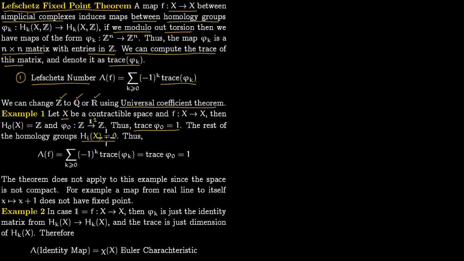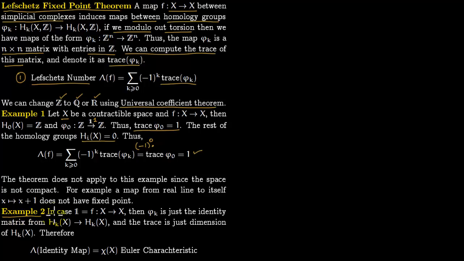And the rest of the homology groups are 0. So this entire sum collapses to just minus 1 to the 0 times trace of phi 0. So this is just 1. There's an important remark here which we will state after we state the theorem.